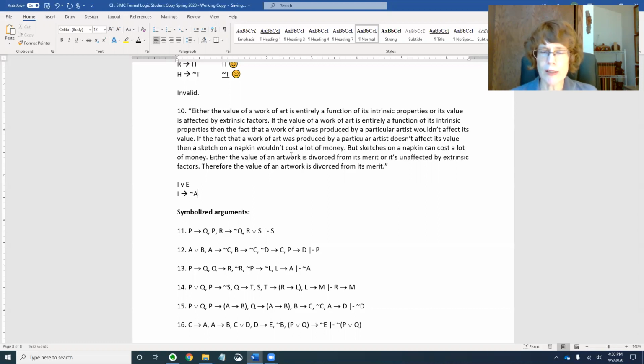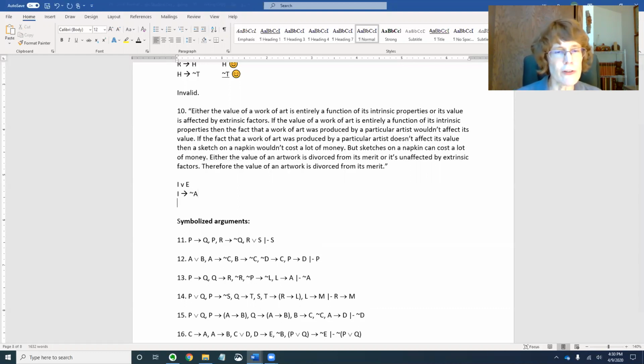Okay, can we conclude something? I don't think so. It looks like a dilemma is being set up, because we have an or statement and then an if-then statement, and the front part of the if-then is one of the things or'd. So I'm going to hold out for a dilemma. Let's continue to read. If the fact that a work of art was produced by a particular artist doesn't affect its value, so if the artist doesn't matter, then a sketch on a napkin wouldn't cost a lot of money. So it's not the case that we're to have expensive sketches.